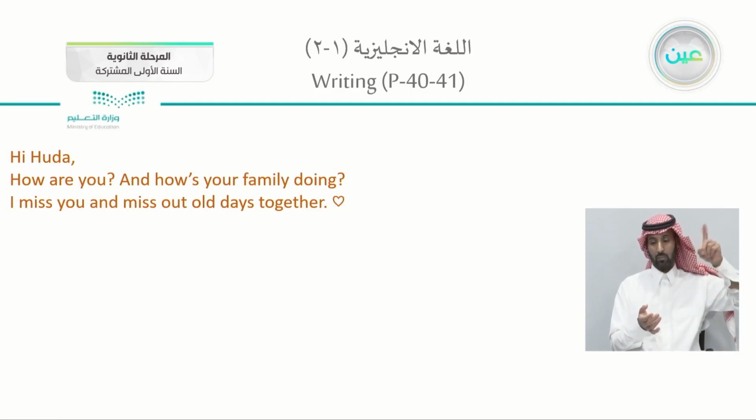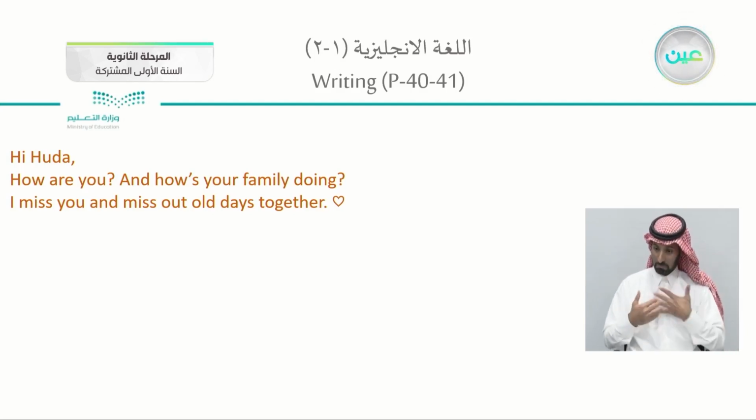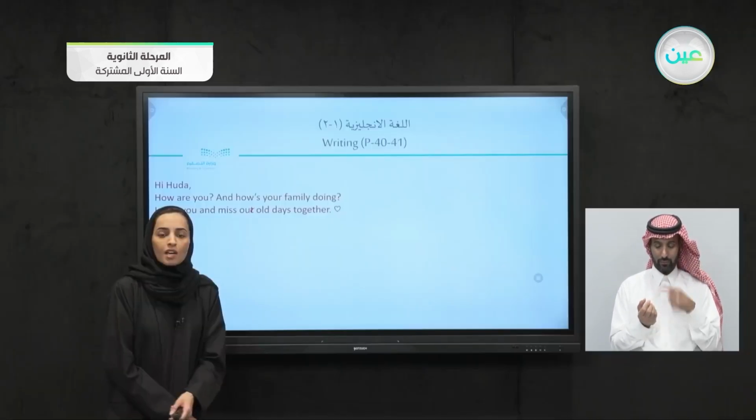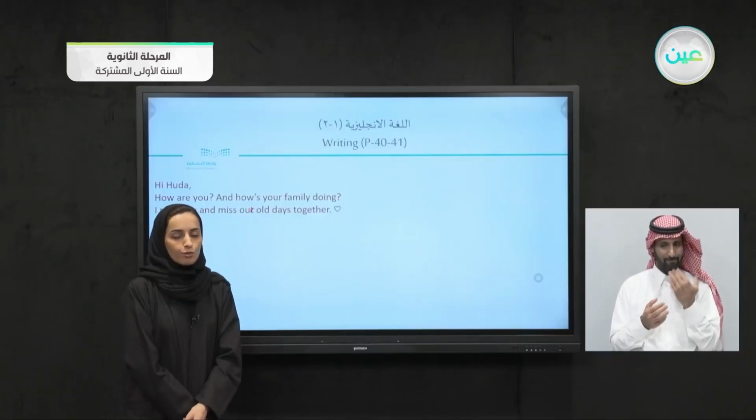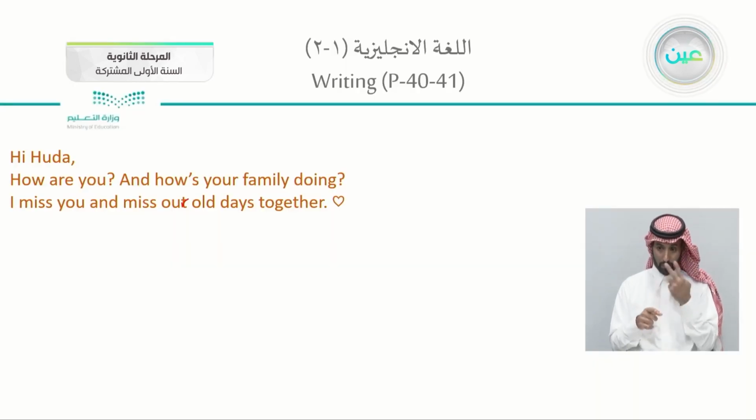She would say, hi Huda, how are you? And how is your family doing? I miss you and miss our old days together. Here we are having our old days together, and we're having here a little heart because it is an informal email. Let's notice in here, she started her email with a comma, then we're having a question mark, another question mark for the question, and we start with capital letters. Notice, let's correct this one into R, and we're having the emojicons in here.